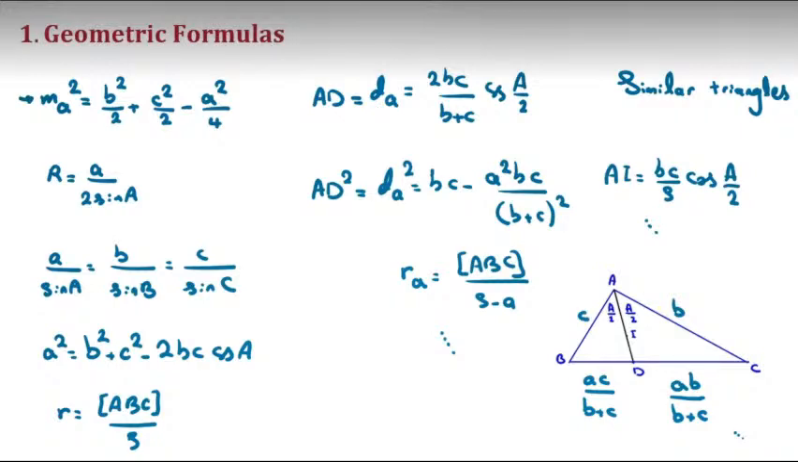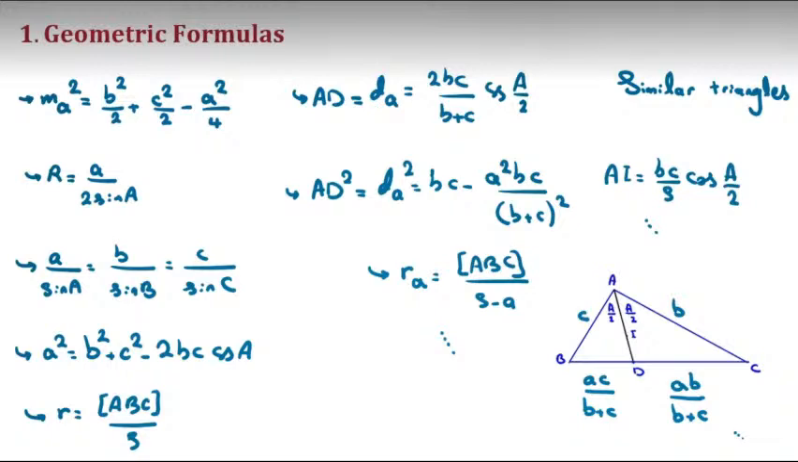In geometric formulas, we have around, as I said before, 50 important formulas you should learn. MA is median here. R is circumradius. It is sine rule or law of sine. And it is law of cosine. It is inradius. It is the length of internal angle bisector, AD. AD squared, we have this. RA is exradius of A.